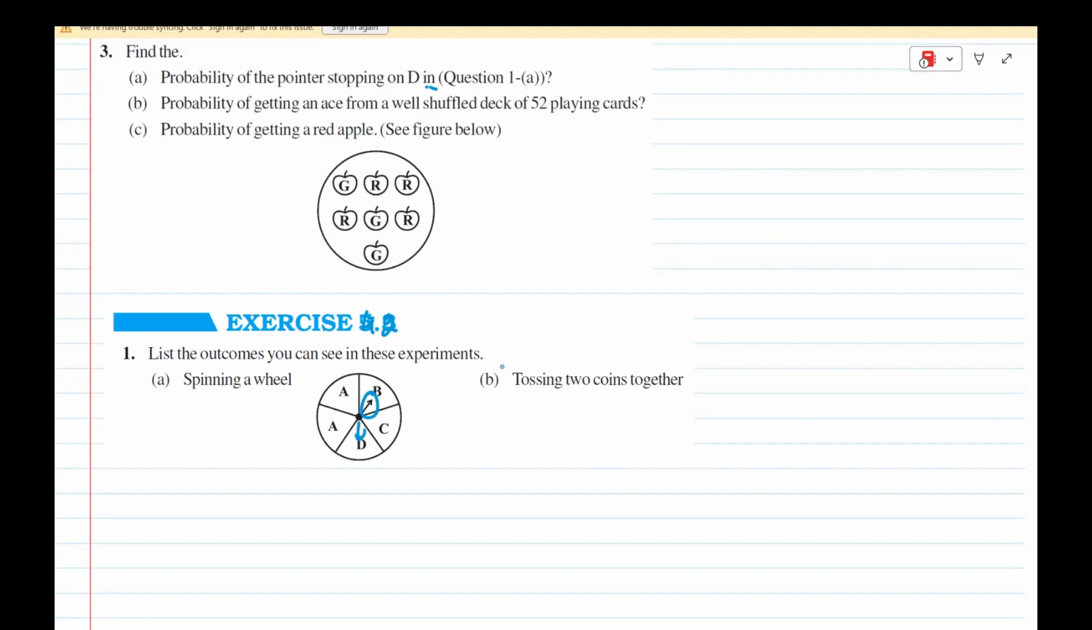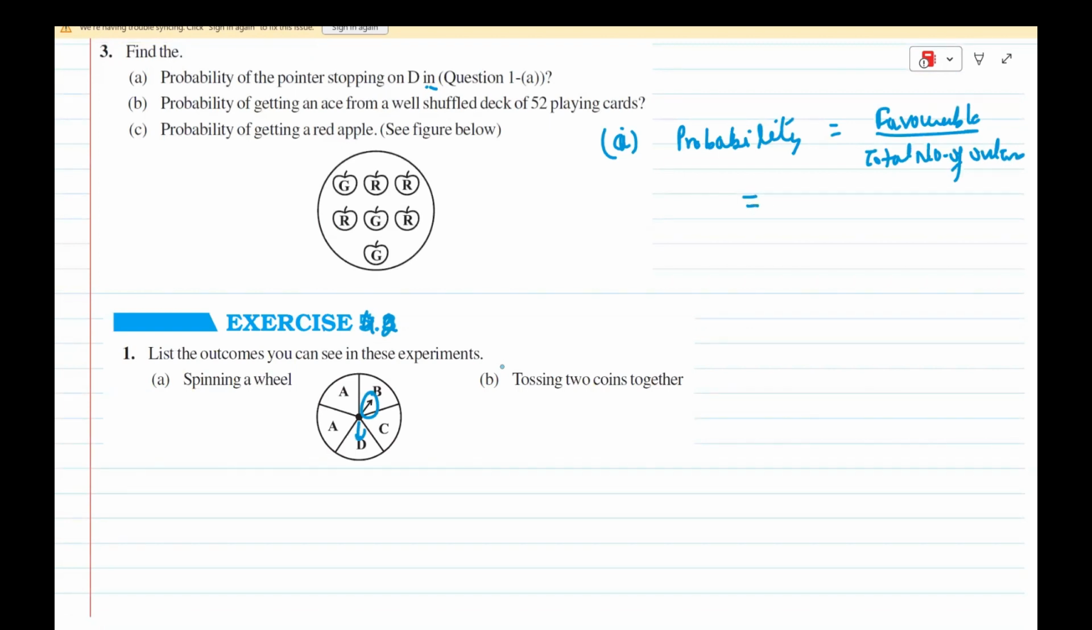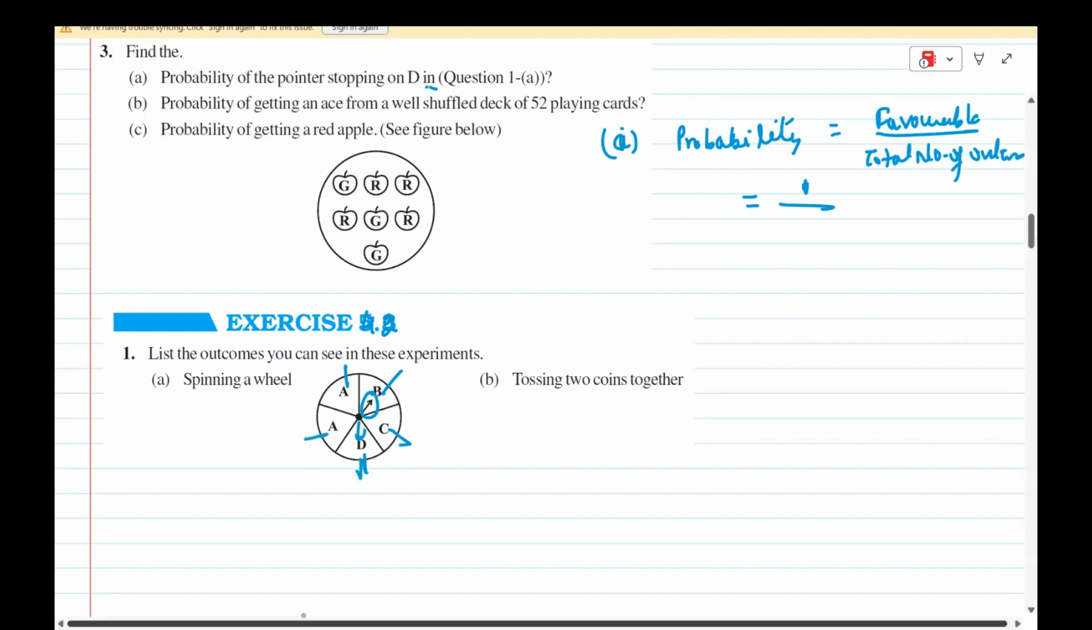So what is probability? I'm solving the first part, the A part. Probability is favorable outcomes divided by the total number of outcomes, right? Favorable is only one, that is D. So it is 1. And how many in total? Total is 5: 1, 2, 3, 4, 5. So the total number of outcomes is 5. So the probability is 1 by 5. And check whether it is between 0 and 1. 0.2 is the answer. So yes, it is between 0 and 1.